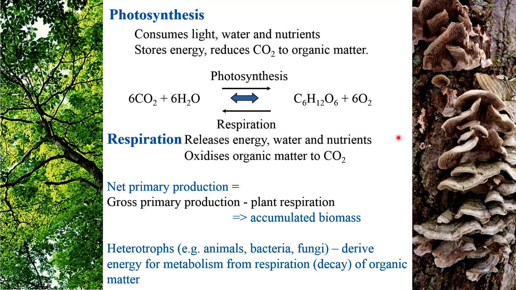So we have this term net primary production, which is the total amount of energy that's being taken from the sun and converted into chemical potential energy, measured in mass of bio goo, organic matter, minus the amount that's being given back by plant respiration. So that's this accumulated biomass of plants.